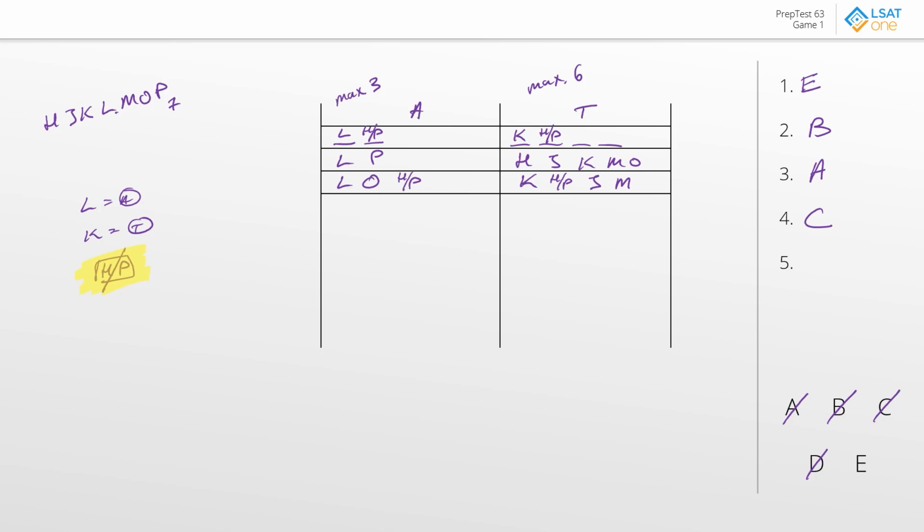But the same thing applies to trial, because since K is already here, we can't have another two of H and P. So we could never have K, H, and P together on trial, so they'll also never be together there. This means that no matter what, we will never have H and P together on either side. So the best answer to question number 5 is E.